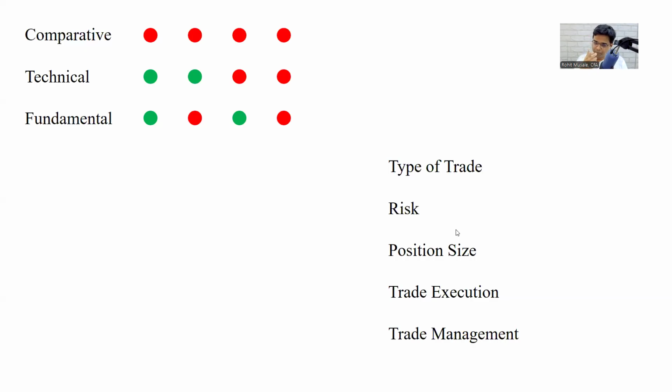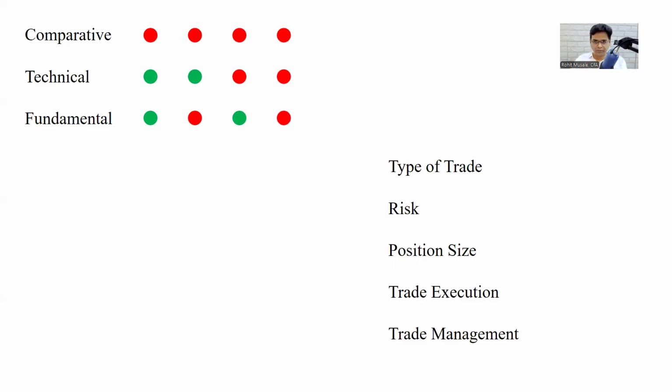So now let us look at part three of this three-part video series. In the first part, we looked at how you identify whether a stock is strong comparatively, technically, and fundamentally. Depending on whether they are strong or weak in each of these three departments, you come up with 8 scenarios, out of which we already discussed 4 scenarios.